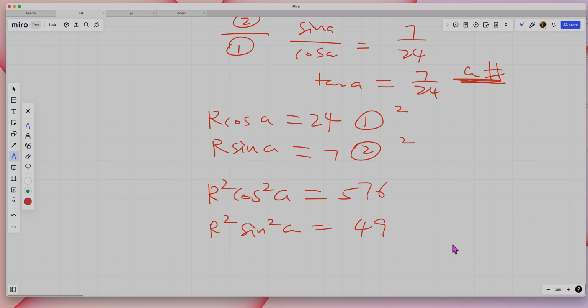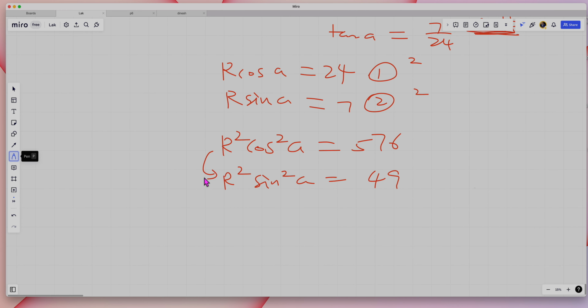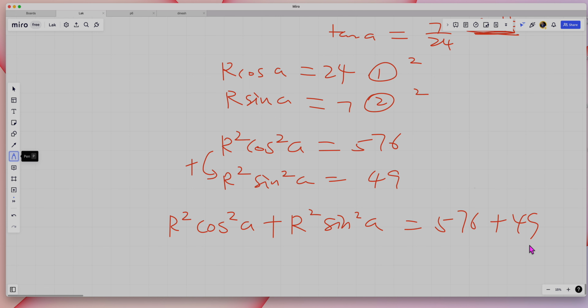In order to get rid of this, so now we need to find R because the A is found already. Now we need to focus on finding R. So how do you find R? Plus. So R square cosine square A plus R square sine square A. This one plus this one. Left hand side plus, right hand side also plus. Can you help me out with the right hand side? 576 plus 49 is 625.